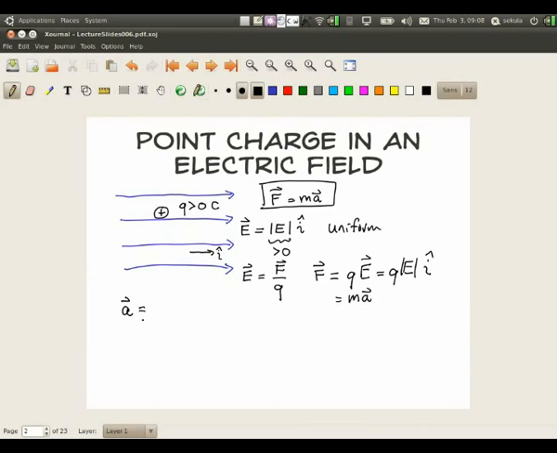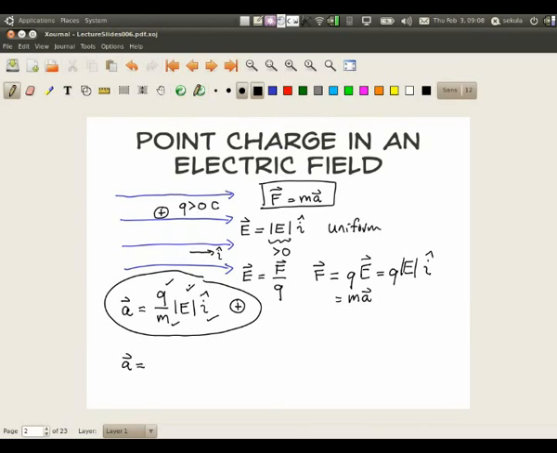The acceleration of our positive point charge is simply going to be equal to its charge divided by its mass times the magnitude of the electric field times i-hat. Q is a positive number, mass is a positive number, the magnitude of the electric field is a positive number, and i-hat points in the positive x direction. We see that there is nothing that multiplies i-hat that changes the sign of the vector. And so, for a positive charge, we have the situation where the acceleration points in the direction of the electric field. For a negative charge, the opposite is true.